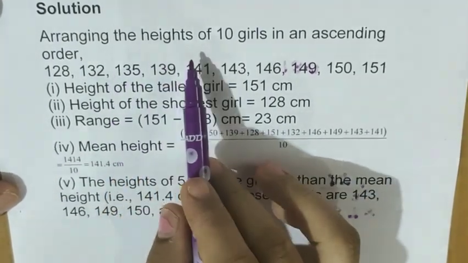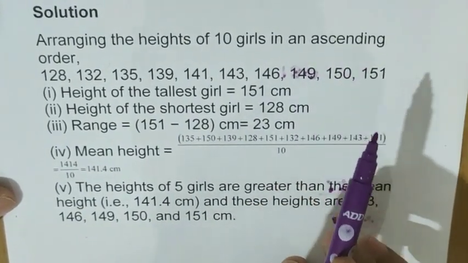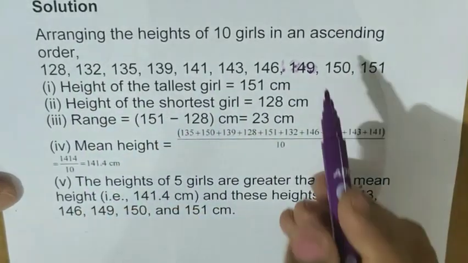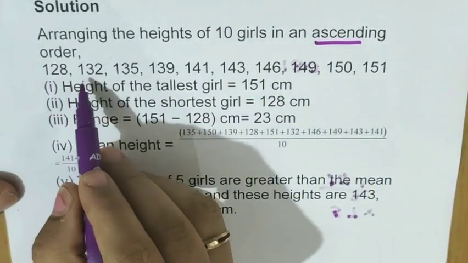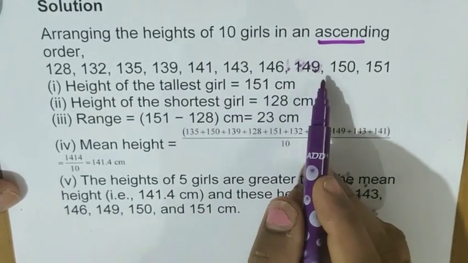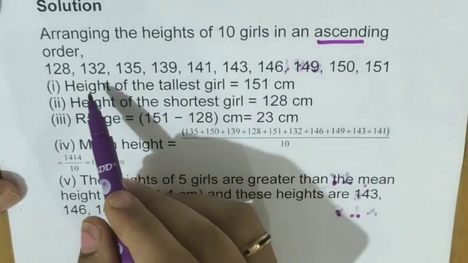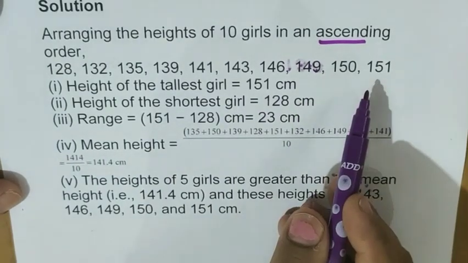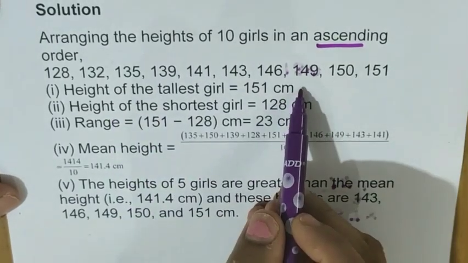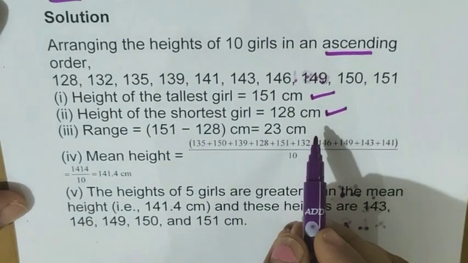Now solution. Arranging the height of 10 girls in ascending order. It is not a compulsory step, but we have to make a practice of this, then our analysis will be easy. So we are arranging in ascending order now. 128 is the least one, 128, 132, 135, 139, 141, 143, 146, 149, 150 and 151. So we got all the 10 data arranged in ascending order. So 128 to 151. Which is the highest from this? That is 151 centimeter. Height of the tallest girl equal to 151, which is the least value 128. So height of the shortest girl equal to 128.